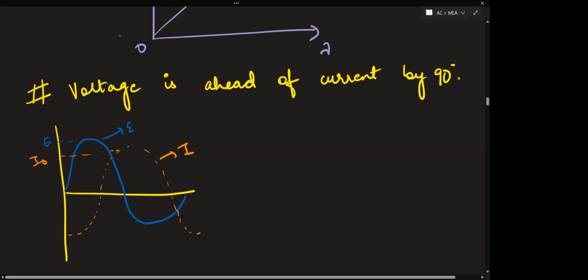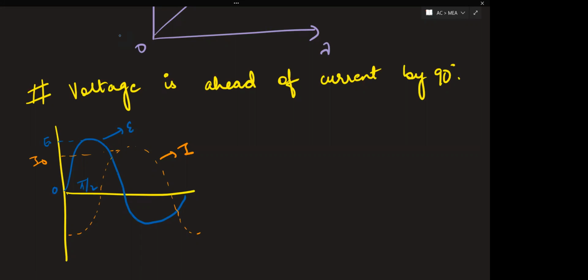You can see when it has, this is at 0. Here it is lagging by 90 degree. You can see this difference. This angle that is formed is 90 degree. Current is lagging by pi by 2. You can see over here.